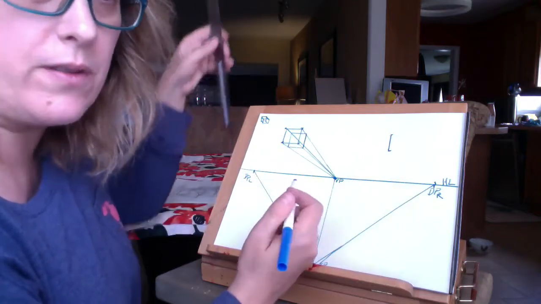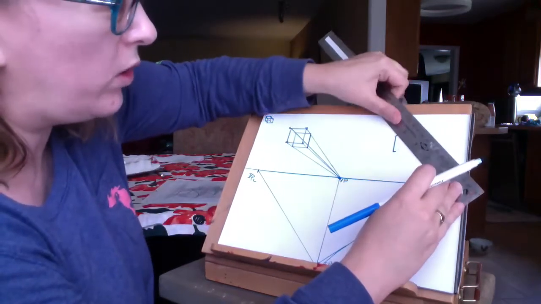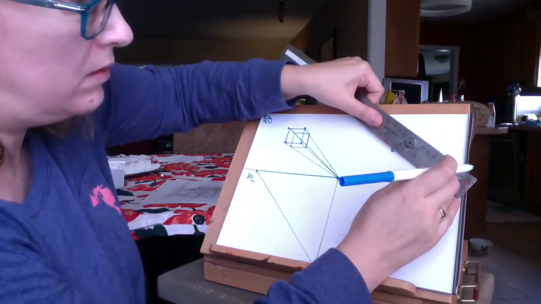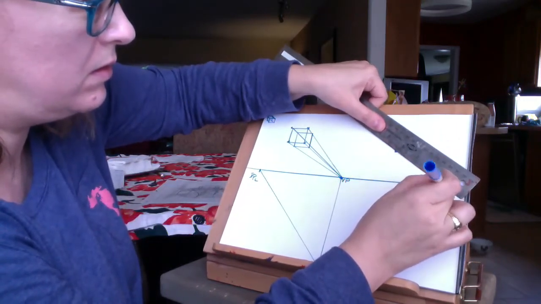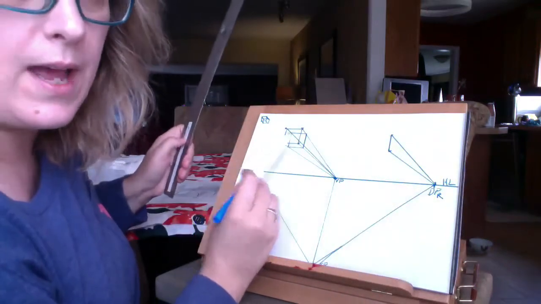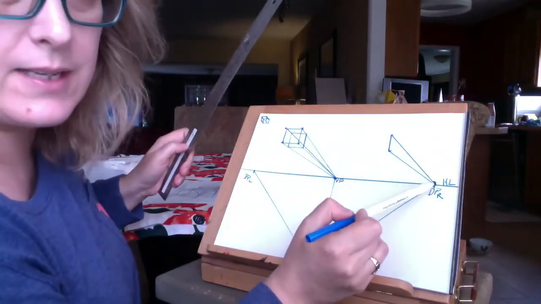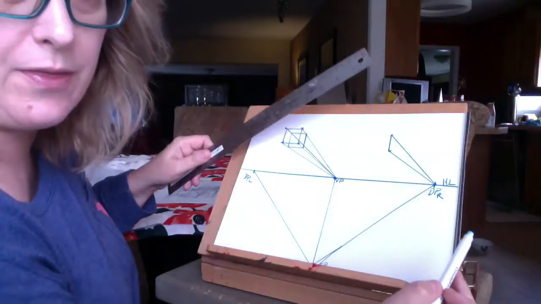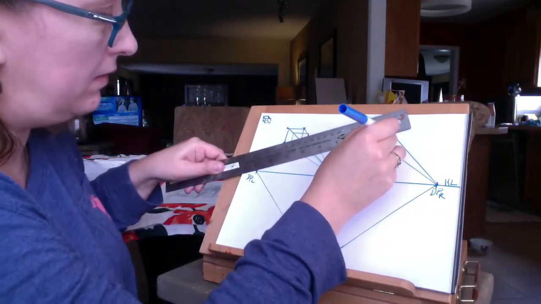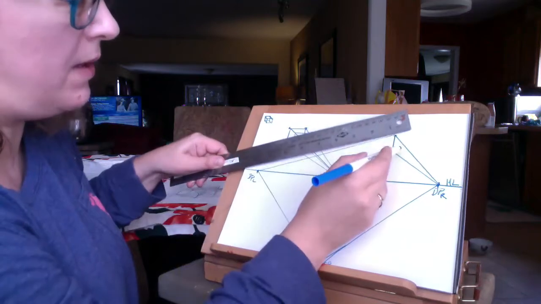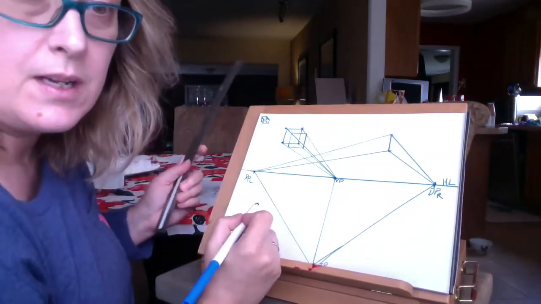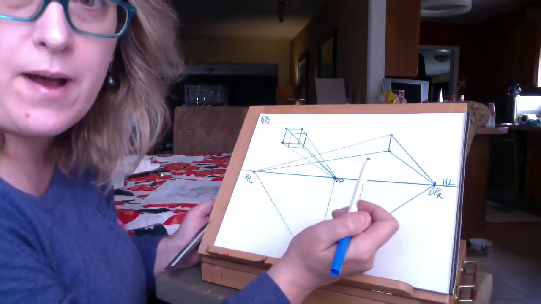So let's go ahead and do that now, so it'll be more clear. Okay, so again, top and bottom of this line segment to my vantage point on the right. You can even call it VP. Top and bottom of this line segment to the vantage point on the left. So that's the beginning of my 2-point box.